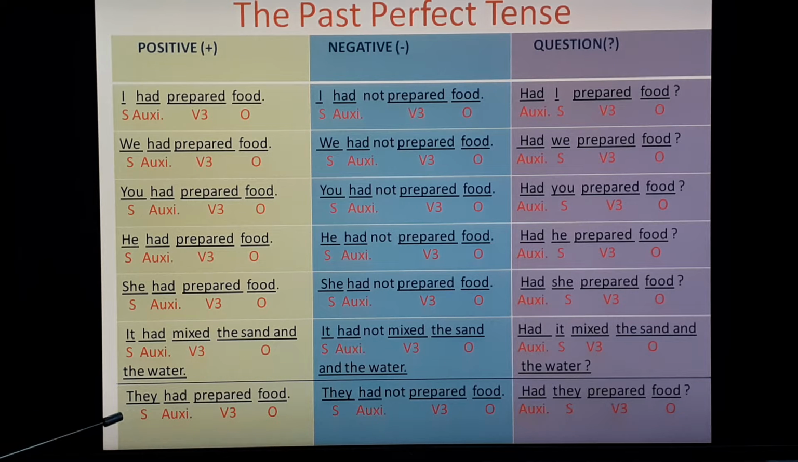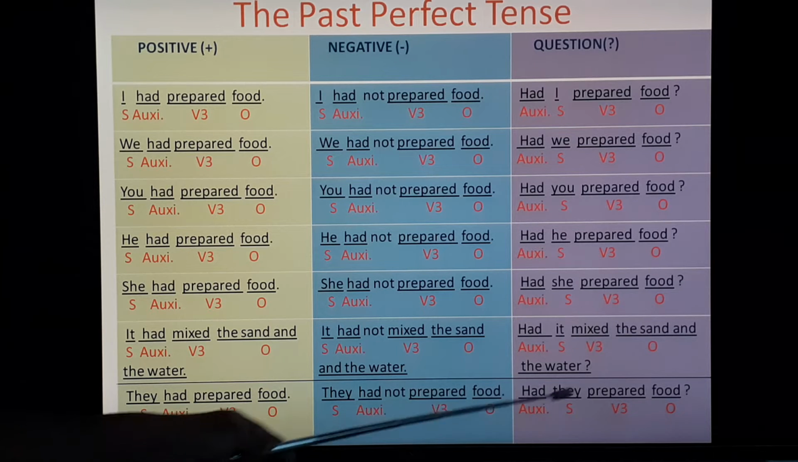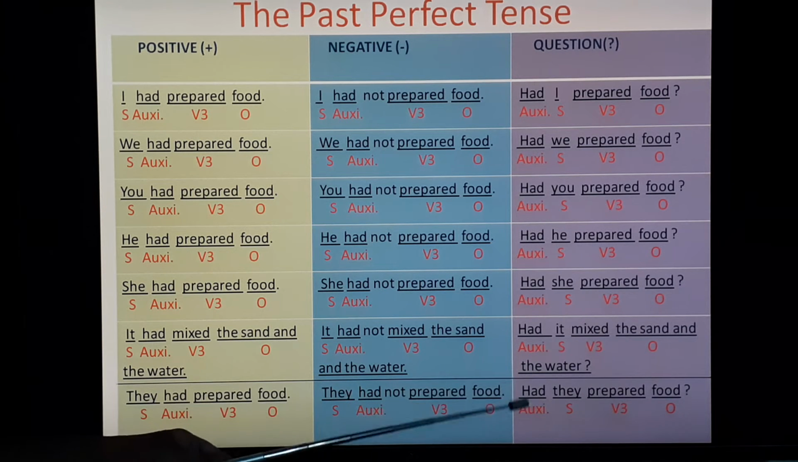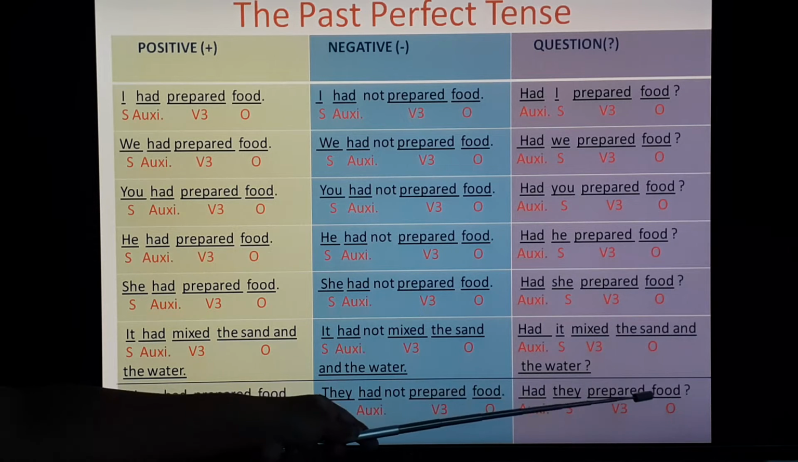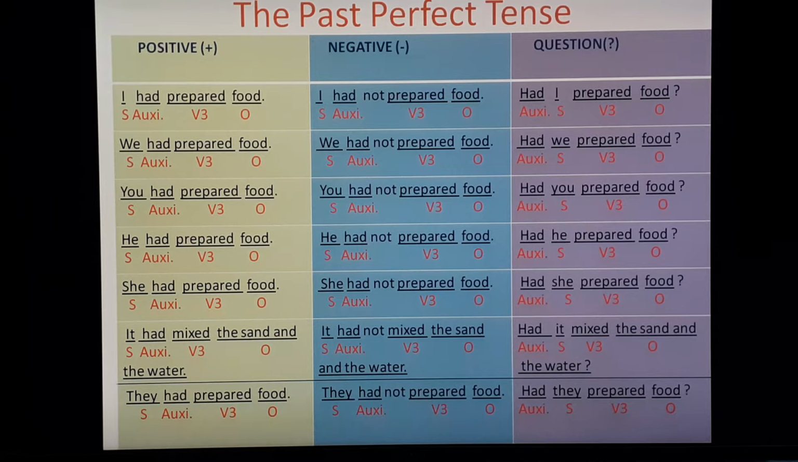Now let's move to third person plural. They had prepared food. They subject, had auxiliary verb, prepared V3 form, food object. Negative. They had not prepared food. They subject, had auxiliary verb, prepared V3, food object. And question form. Had they prepared food? Question mark. Had auxiliary verb, they subject, prepared V3 and food object. Then put question mark.